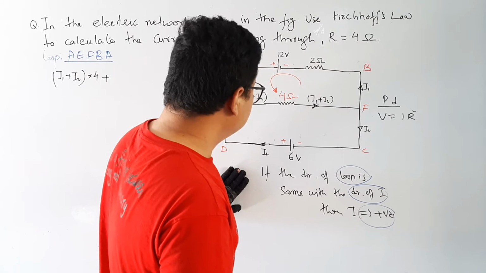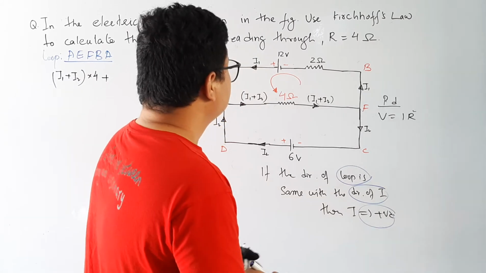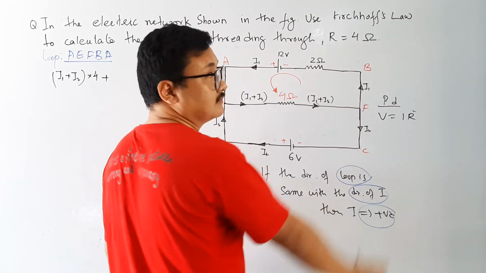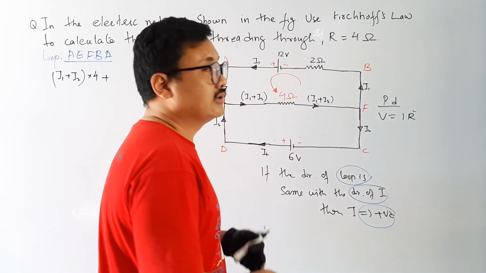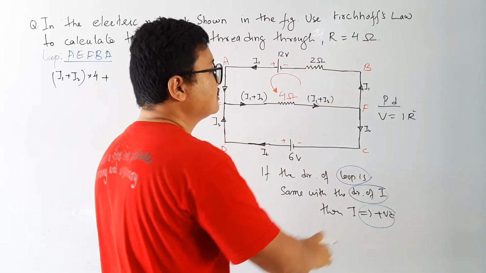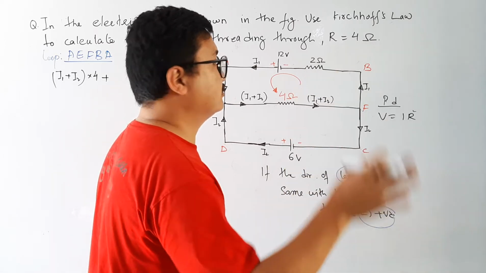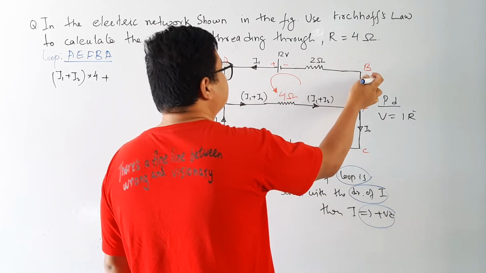Now let us go to FB. Whenever we go from F to B, is there any cell? No cell, no EMF, no resistance, no potential drop, nothing to do. Now I will go from B to A.